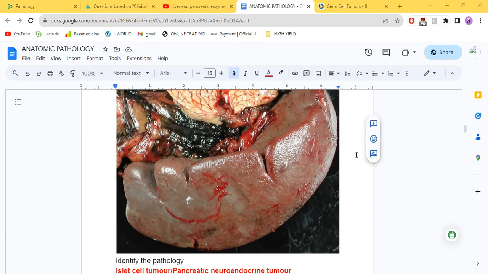Yeah, we have beta cells. We mentioned beta cells. So beta cells produce insulin. So the tumor will be known as an insulinoma. You guys are doing well. How about delta cells? What do delta cells produce?